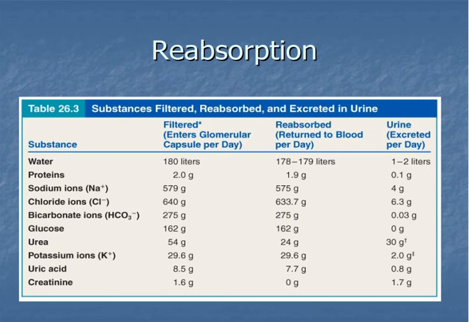Now let's look at glucose. On average, about 162 grams of glucose is filtered per day. That means it moves from the glomerulus into the Bowman's capsule and eventually the renal tubule.